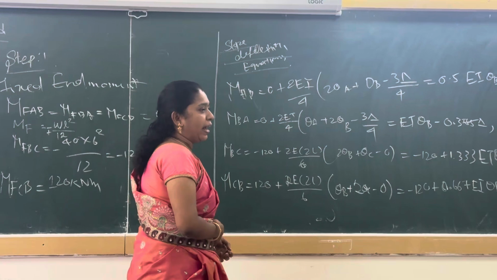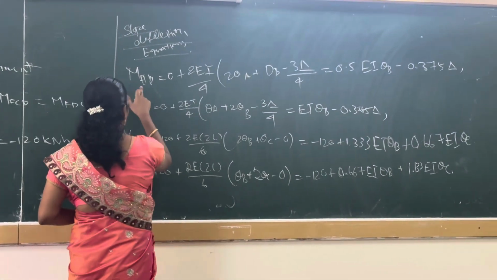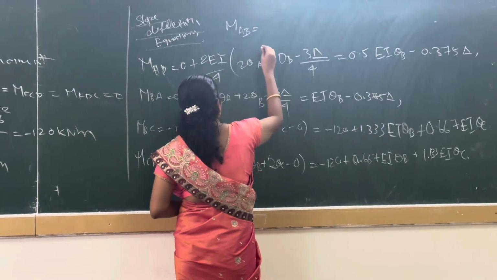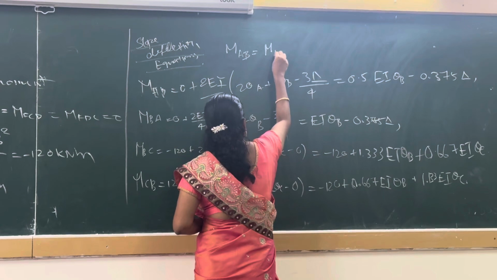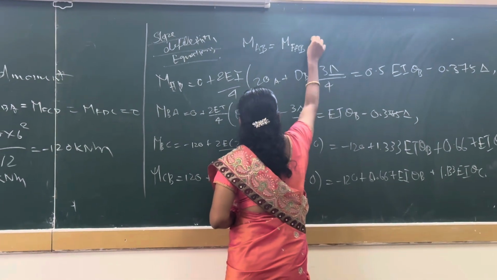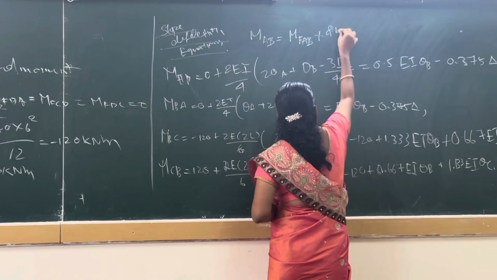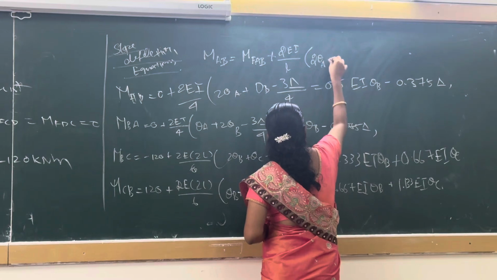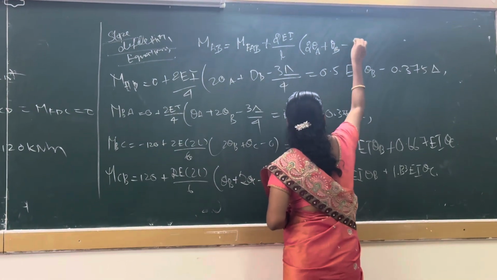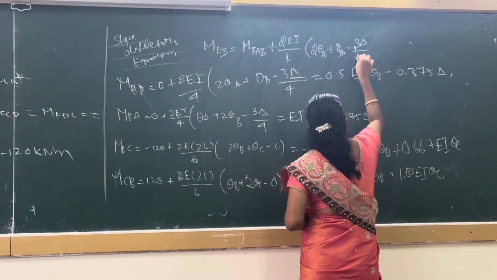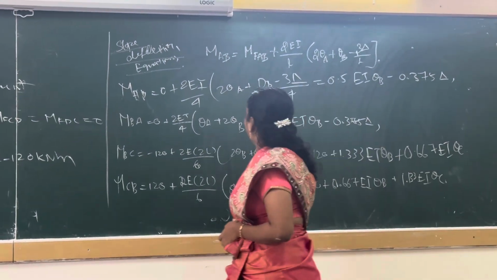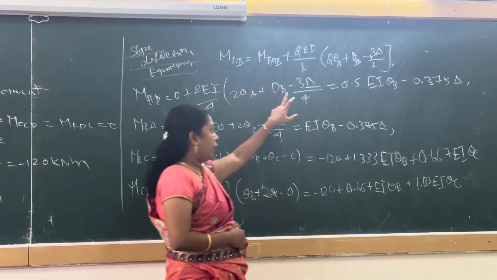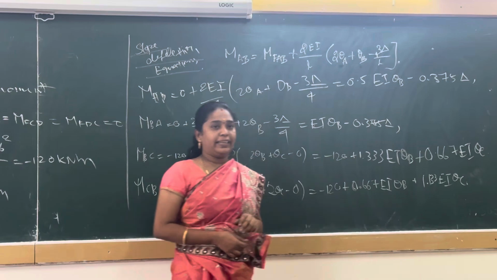So first we will write the slope deflection equations for span AB. The formula for slope deflection equation is the fixed end moment of AB plus 2EI by L into 2 theta A plus theta B minus 3 del by L. Here we know the fixed end moment of AB is 0. We need to find out theta A and then theta B.